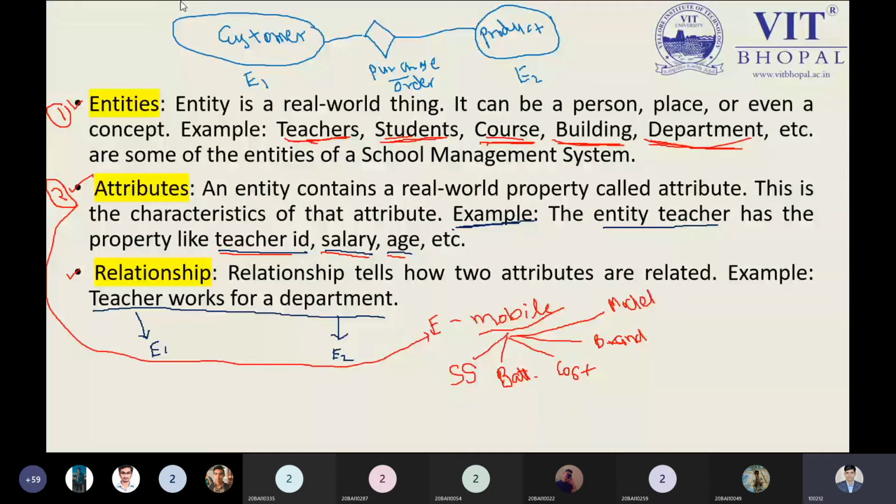So a teacher works for a department. So teacher becomes one entity and department becomes the second entity. So they are communicating with each other based on their joining the department. So with these simple things we can use our three important components of the ER model, that is entity, attributes, and relationship. I am not going through unnecessary theory, but I am explaining the idea with the help of a simple example over here.